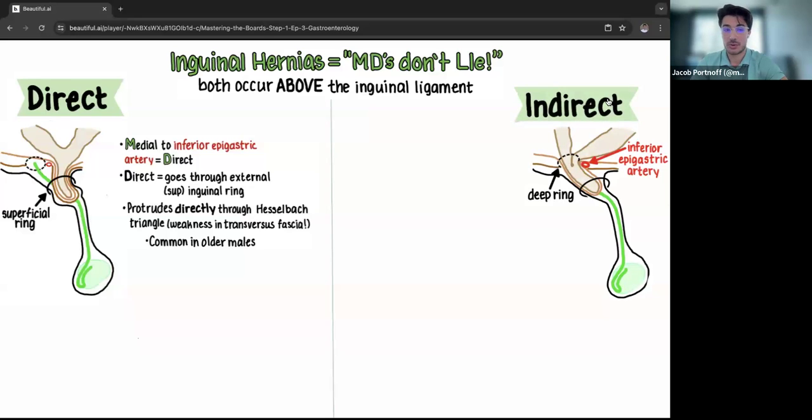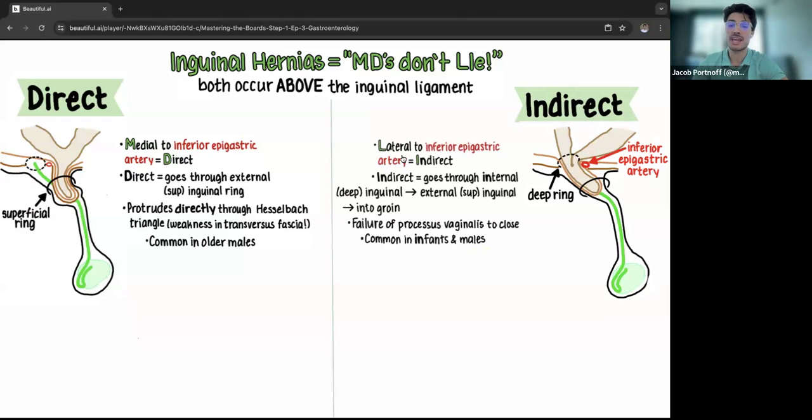If we contrast this to our indirect hernias, okay, it's going to occur, what did he say? MDs don't lie, lateral. So as we saw in the vignette, and this is going to be most common in both infants and males. And I talked about how this is a failure of the processus vaginalis to close, which is our answer choice. But this one particularly, guys, it's important to note that it's going to go through the internal inguinal ring and the external superior ring, okay?